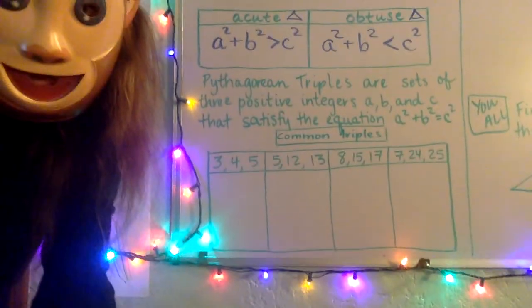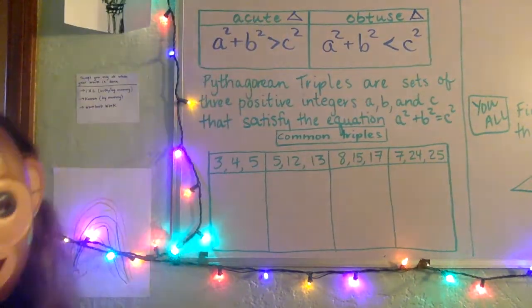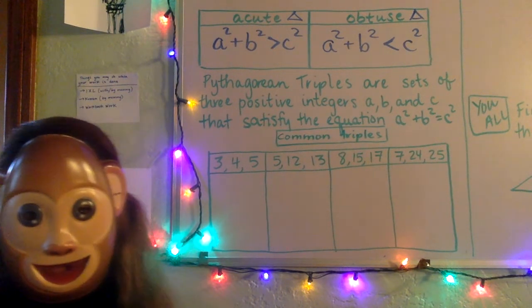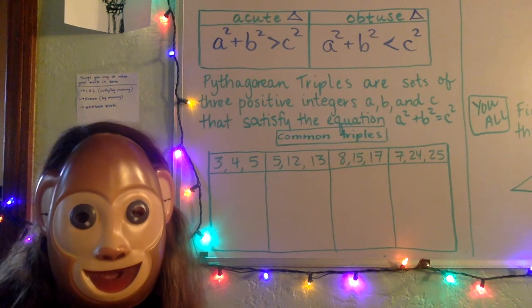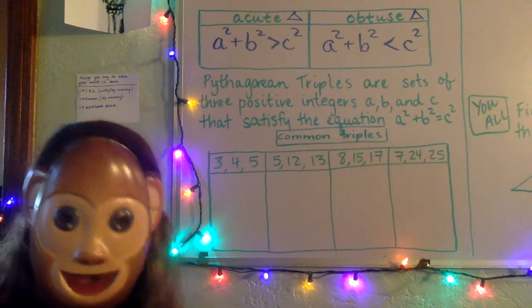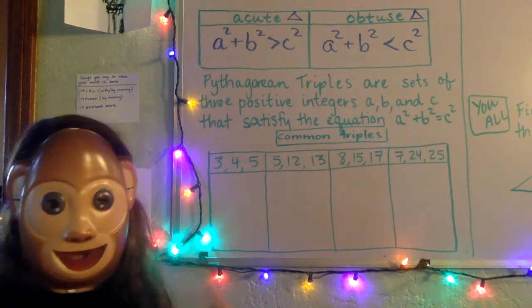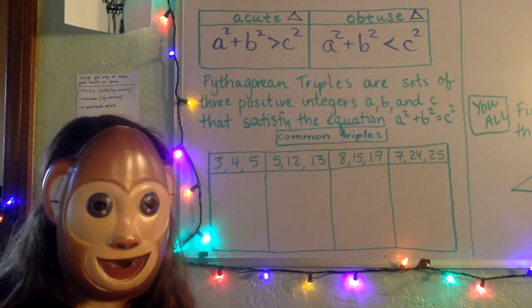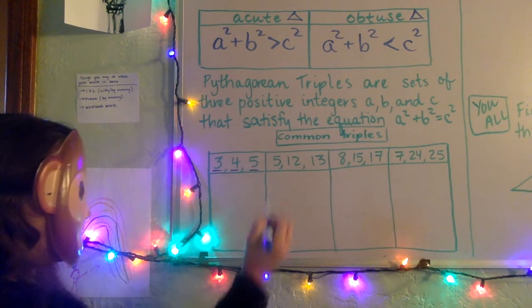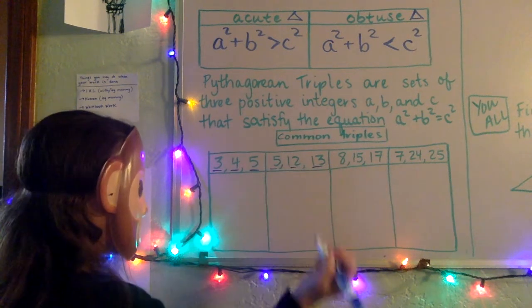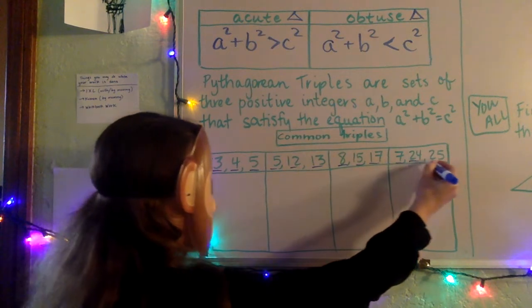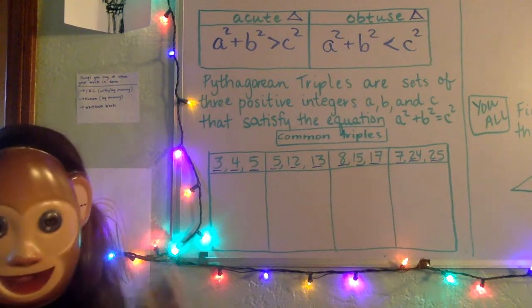Okay, so let's talk about our common Pythagorean triples. So these are sets of three integers, a, b, and c, that satisfy the equation a squared plus b squared equals c squared. And they're just ones that we typically see. They're very common, and so we want to get really good at spotting them because it will save us time on problems. So here's the first one, the 3, 4, 5. The next one, the 5, 12, 13. The 8, 15, 17, and then the 7, 24, 25. These are just common ones.